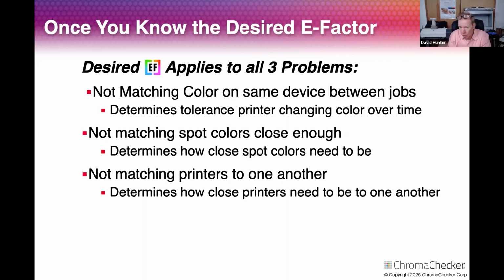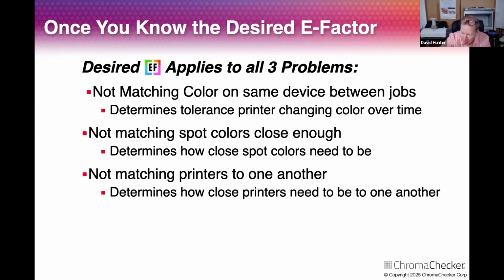We can track what you're currently providing, and then if it's not good enough, we can help you either build new G7 curves or build updated ICC profiles or find closer paper stocks, whatever is necessary to try to dial this job in better between different jobs. And then same with matching spot colors. How close is close enough?